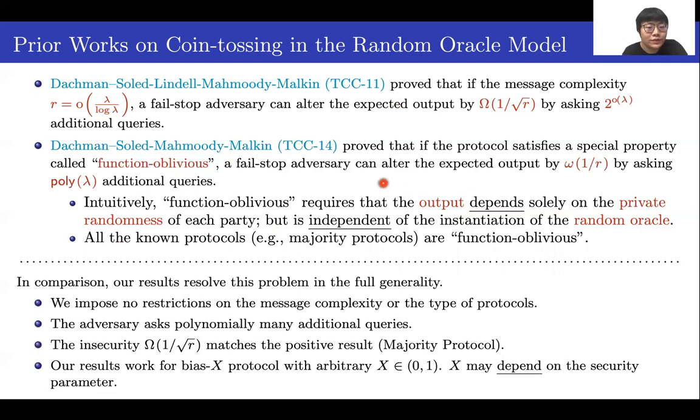In comparison to these two works, our results resolve this problem in full generality. We impose no restriction on the message complexity or the type of protocols. And our attacker asks only polynomially many additional queries. The insecurity it achieves actually matches the positive result. And our result works for bias X protocols where this X can be an arbitrary number. In particular, X may depend on the security parameter.